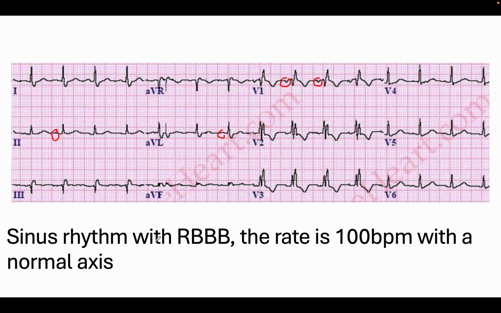We then look at our QRS. Is it particularly broad? Well, if we look at our precordial leads, we can definitely see that they're broad there. If we were to measure from there to there, we can see that that's greater than 3 small boxes. I appreciate the ECG is not the clearest in the world, but you can see that's definitely broad there.